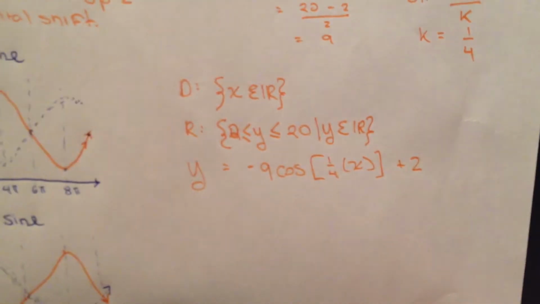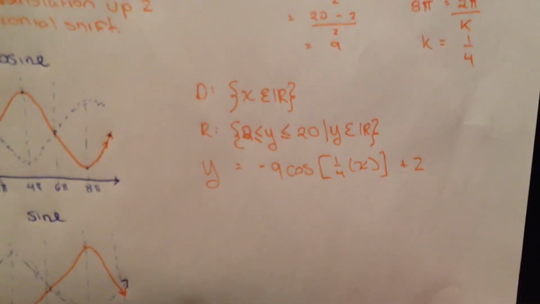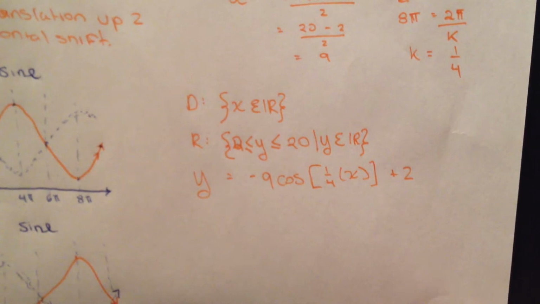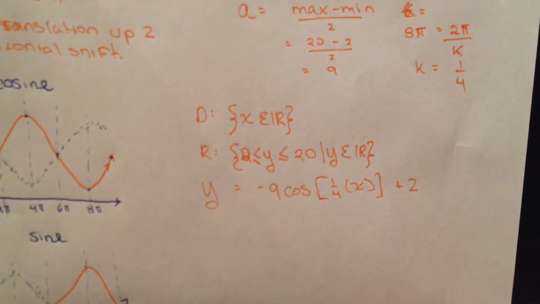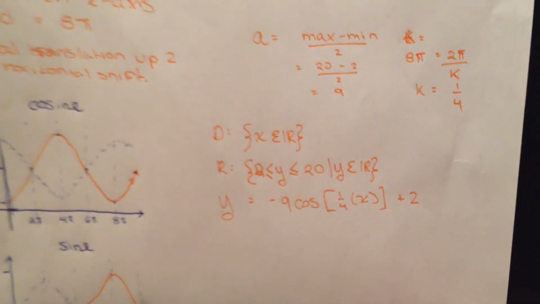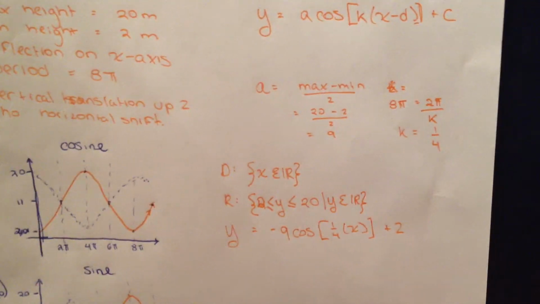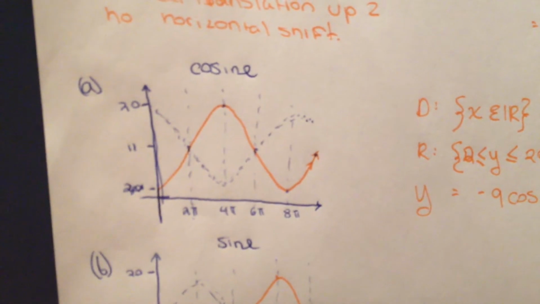So then we have our equation here. So y equals minus 9 cos of 1/4 x, plus 2. That is, y equals minus 9 cos times 1/4 x plus 2. And then we have our first graph, our cosine graph.